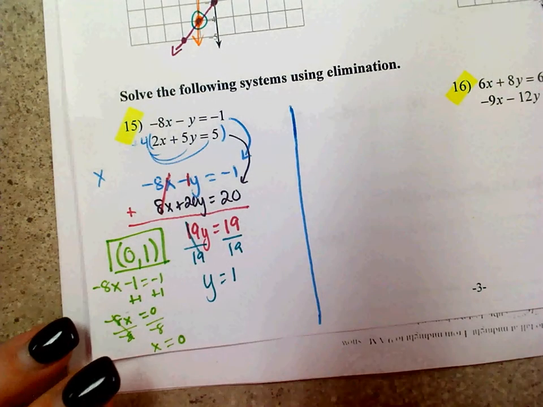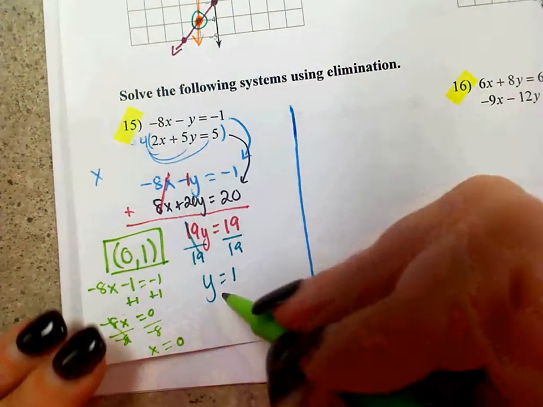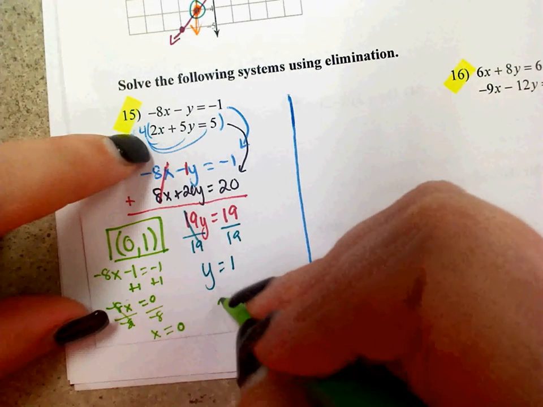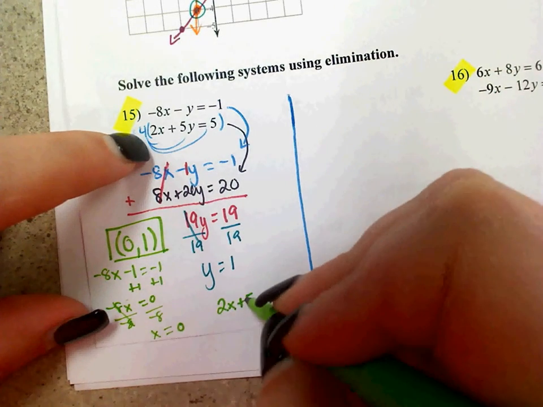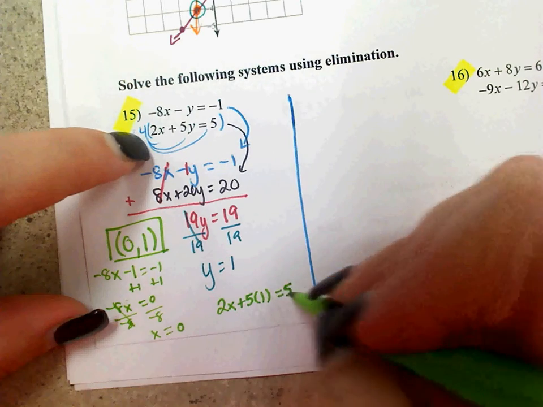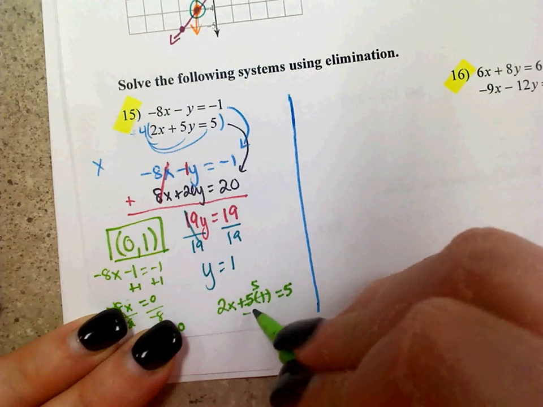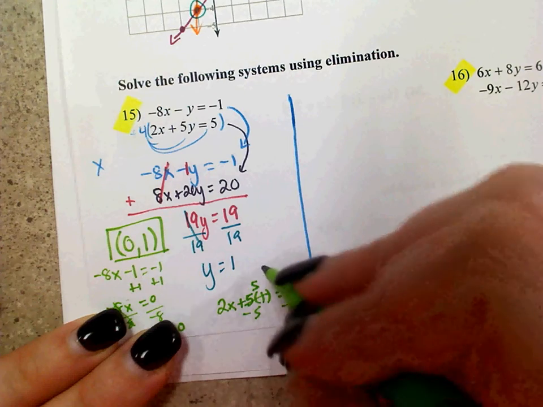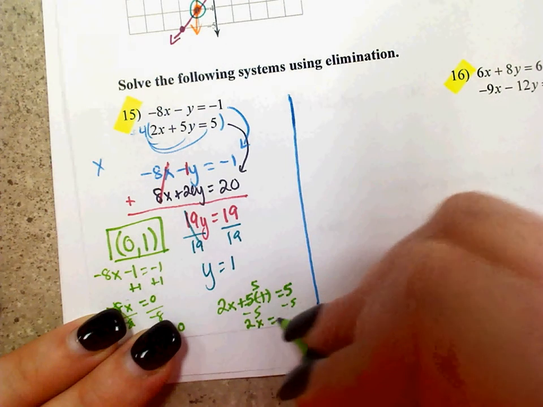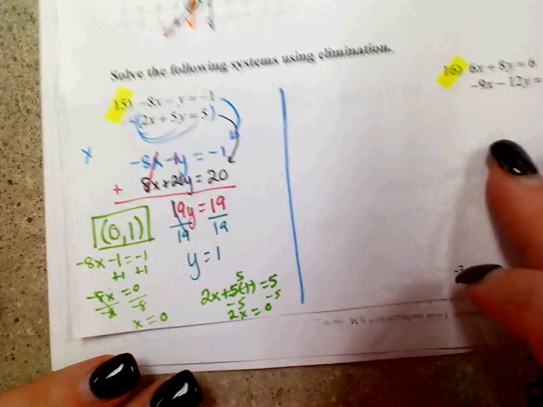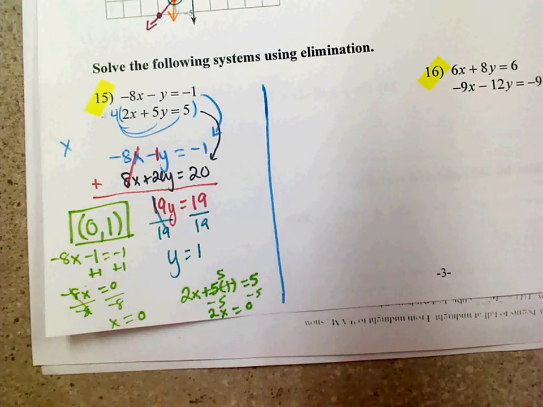Okay, just to prove it to you, I'm going to plug in y equals 1 into the bottom equation. So if I have 2x plus 5 times 1 equals 5, so y equals 1 in the bottom equation, then that's 5, and if I subtract 5, I get, again, something times x equals 0. If I divide by 2, I would still get 0. Okay? Now let me show you the other way.